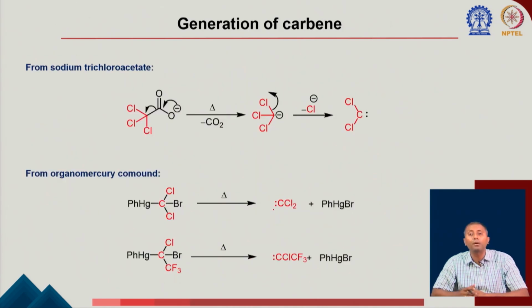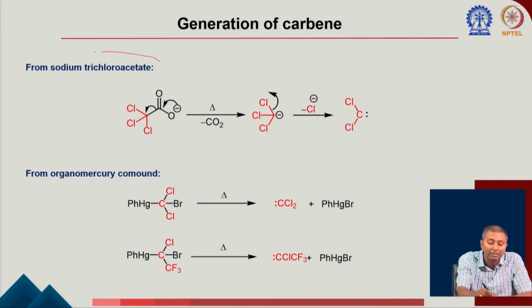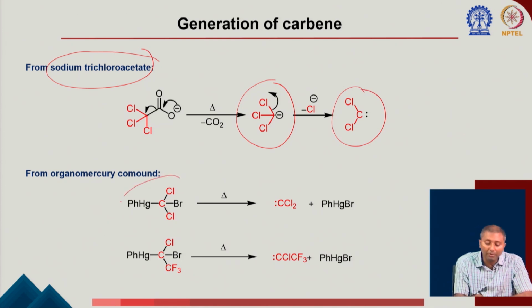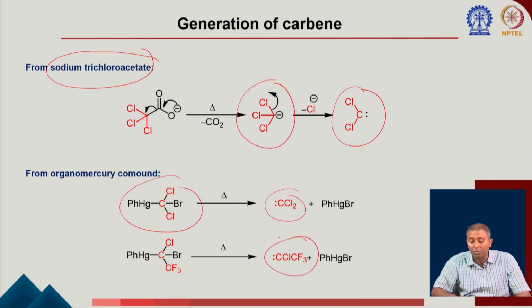Here is another method of generation of carbene, through the cleaving of sodium trichloroacetate. That means once this bond goes for a decarboxylation, you can see that the CCl3 minus is now going for alpha elimination. Okay. So, first it goes for decarboxylation, then alpha elimination to generate the corresponding dichlorocarbene, or from an organomercury compound under heat it can also generate this type of dichlorocarbene or the chloro CF3 carbene as well.